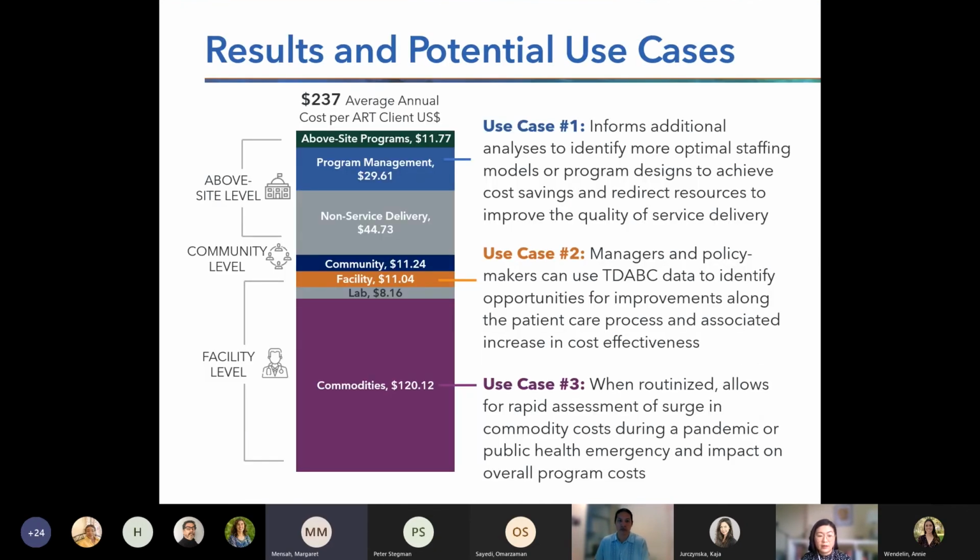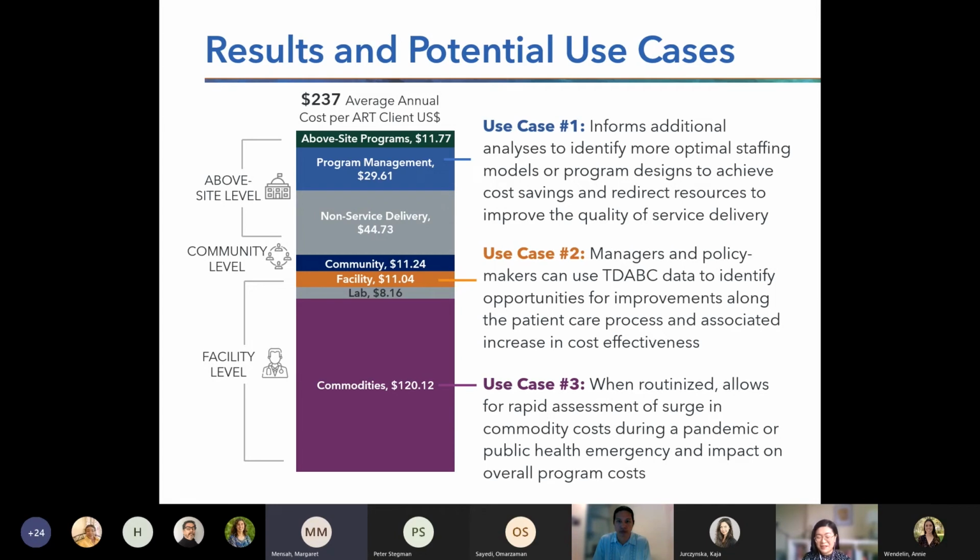When we stack all the levels together, an individual on ART costs the health system an estimated $237 annually in Tanzania. This number is a little bit higher in Uganda at $255. In both countries, commodities is the biggest cost driver. You can see from this bar chart on the left on the slide that in Tanzania, commodities comprise over 50% of the total cost. And this is followed by non-service delivery and program management at the above site level, which also comprise a significant combined 30% of the total cost.